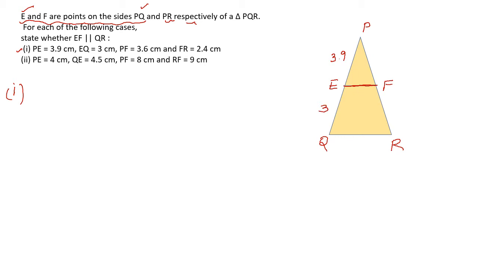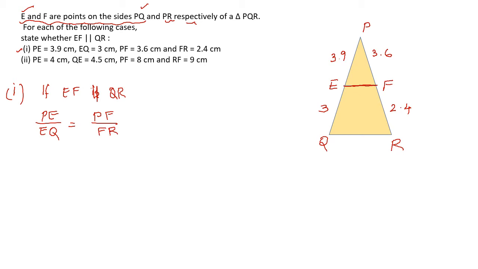PF is 3.6 and FR is 2.4. Now you have to find out whether EF is parallel or not. If EF is parallel to QR, then you know that PE by EQ should be equal to PF by FR by BPT.